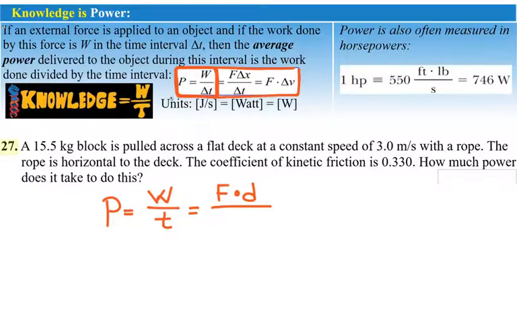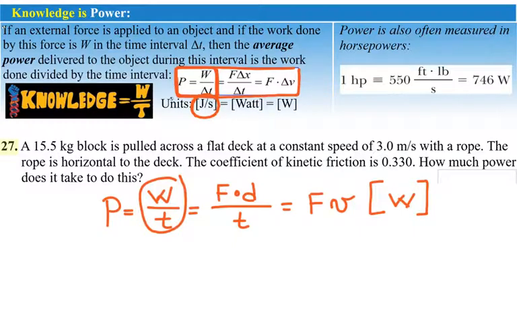So that is going to be force times distance over time. And distance over time is the velocity. So I have that force times velocity is also power. And the power is measured in watts. So it's the same as joules per second, energy per second, how much work done per second. But another word for it is watts.